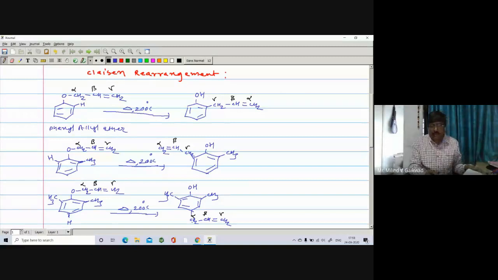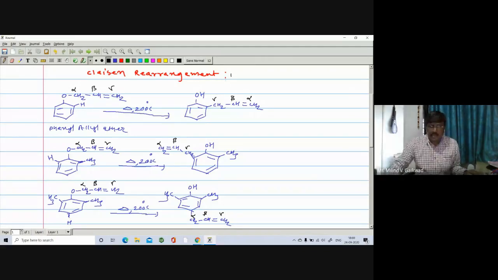So it is called a Claisen-Ester condensation reaction, right? The mechanism is very simple. Generally in the exam they may not ask the mechanism. Only you should know how it attacks, right? So it is called a Claisen-Ester condensation reaction.